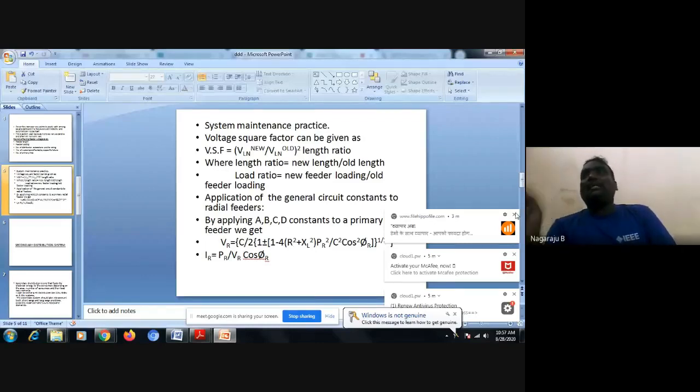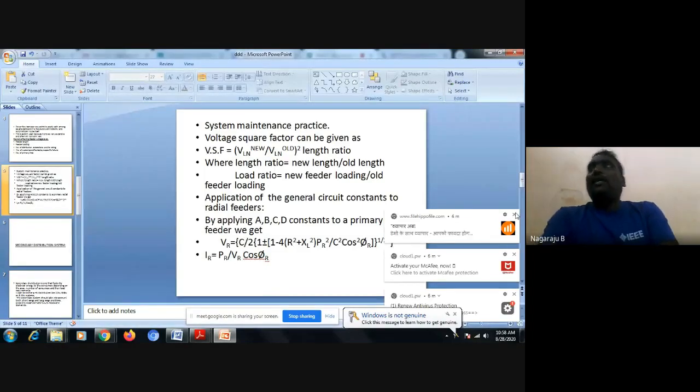See, whatever power we are using is active power. Active power is nothing but P_R, in terms of power factor, the receiving end voltage and the receiving end current. Assuming the receiving end voltage is V_R, the receiving end current is I_R, and the power factor angle is phi_R, P_R is equal to V_R into I_R into cos phi_R.